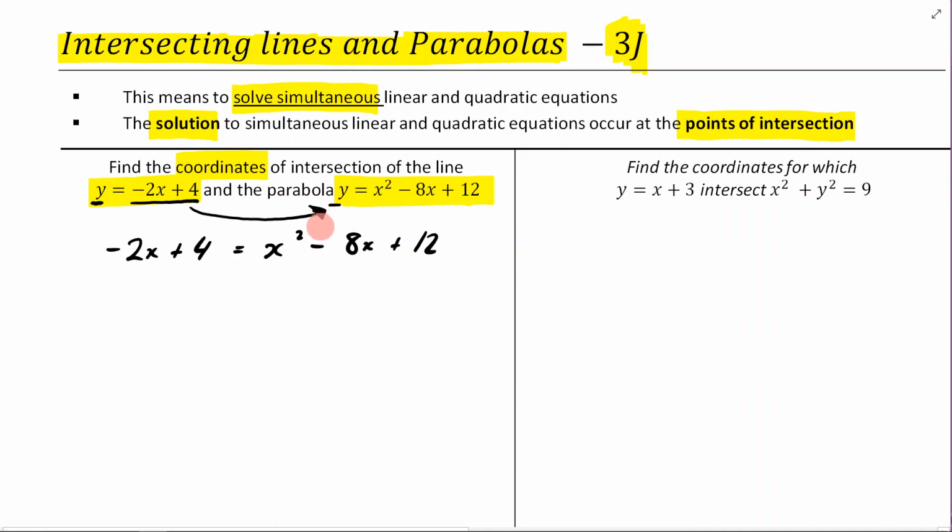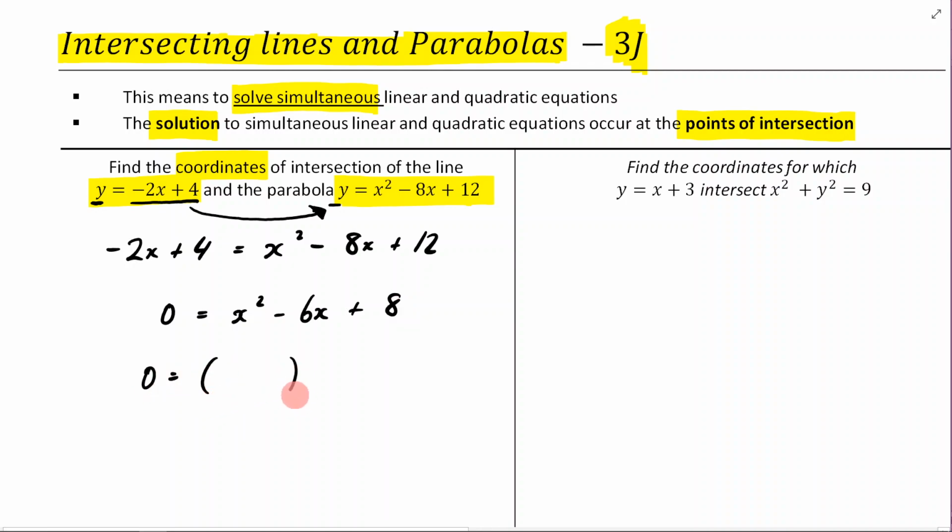Now it's just a matter of solving for x. So I'm going to move everything over to my right-hand side here. So I'm going to end up with x squared, plus 2x over, minus 4 over, so that's going to be plus 8. Then the next thing I'm going to have to do, because I'm solving for x, is factorize this.